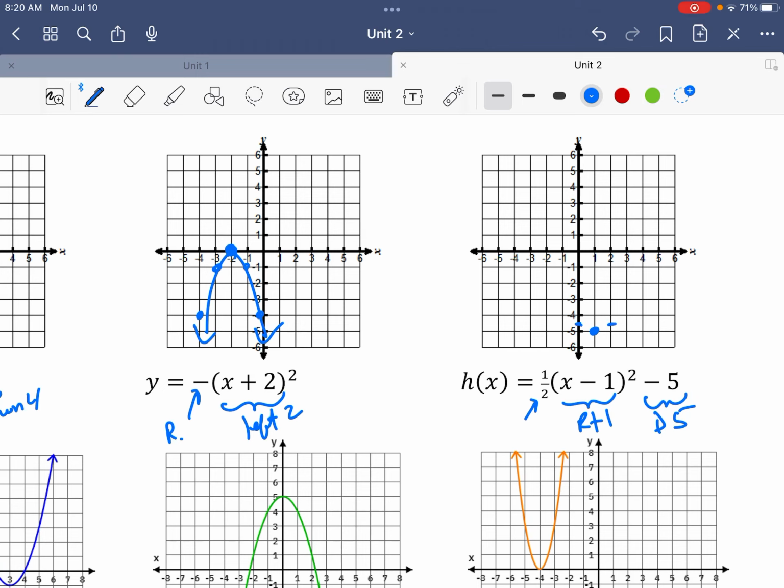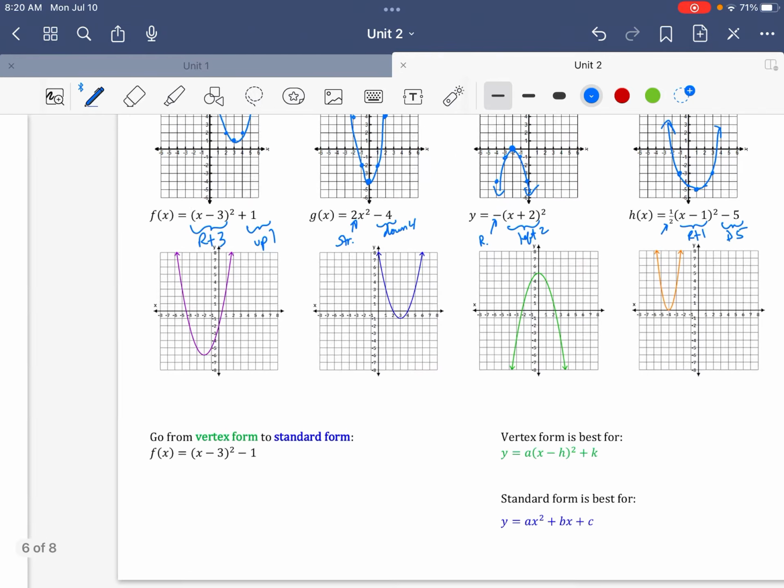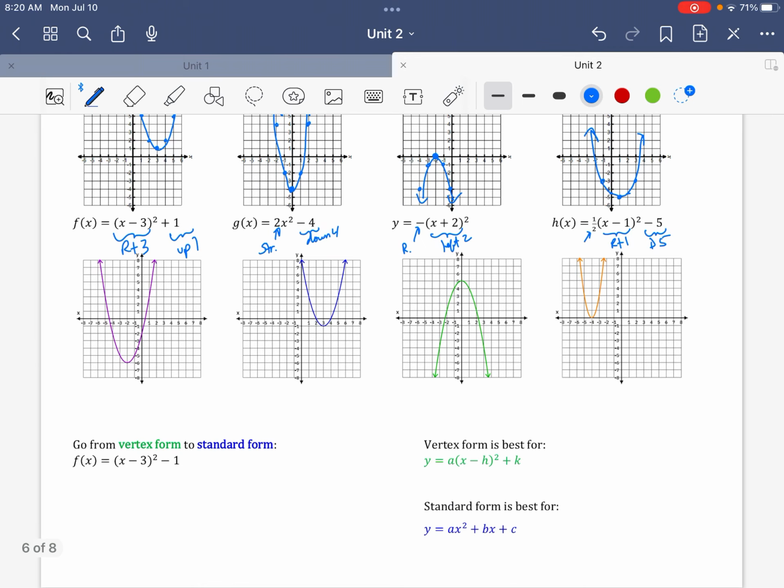Instead of going 2, 4, I'm going to go 2, 2. Everything's half. All right, and then you could do 3 and 4.5, whatever. I'm just going to be lazy and just get it from there. All right, so there we go. All right, so with these right here, we're going to go ahead and figure out the equation.